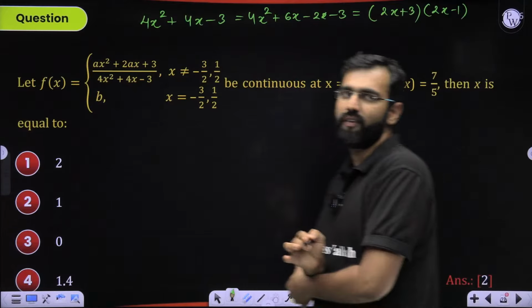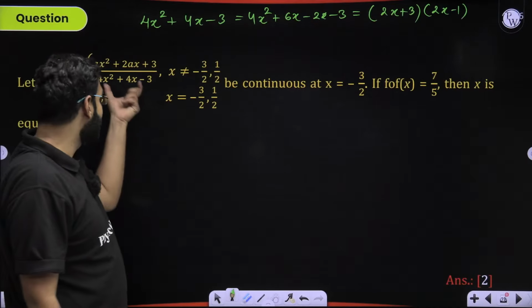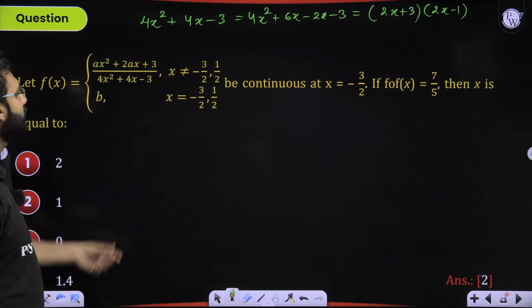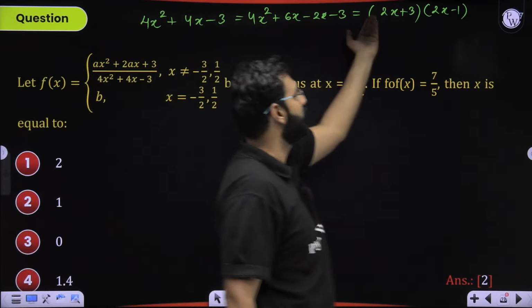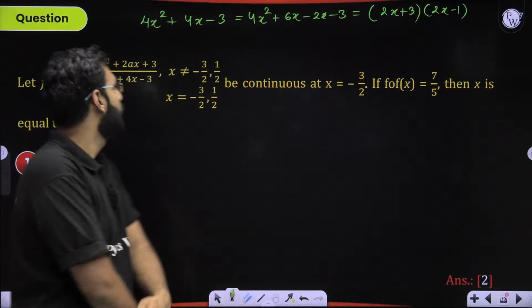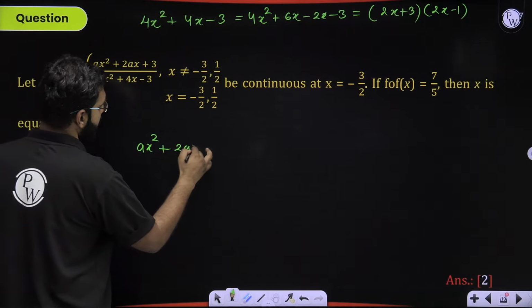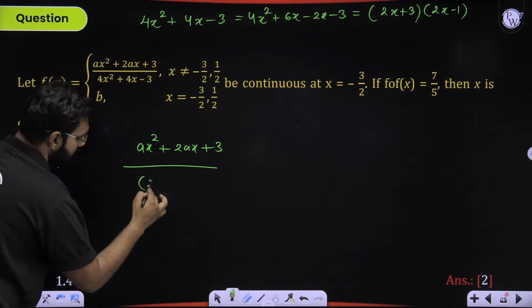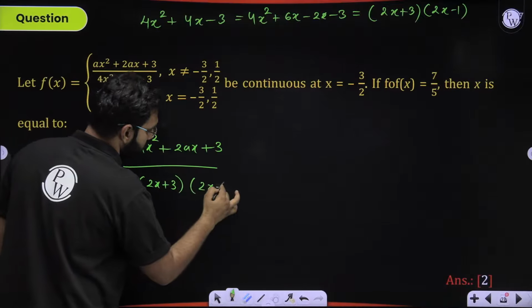So this is how you factorize the denominator. Now, why did I do it? I did the factorization of the denominator with deliberate intent, because I could see that this is not defined at minus 3 by 2 and 1 by 2. The reason is pretty clear. I hope you have understood it. So this question now looks like ax square plus 2ax plus 3 divided by this, which I'm writing as 2x plus 3 times 2x minus 1.